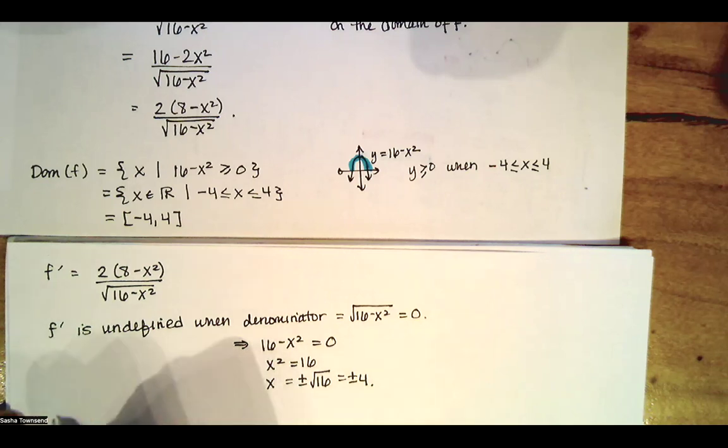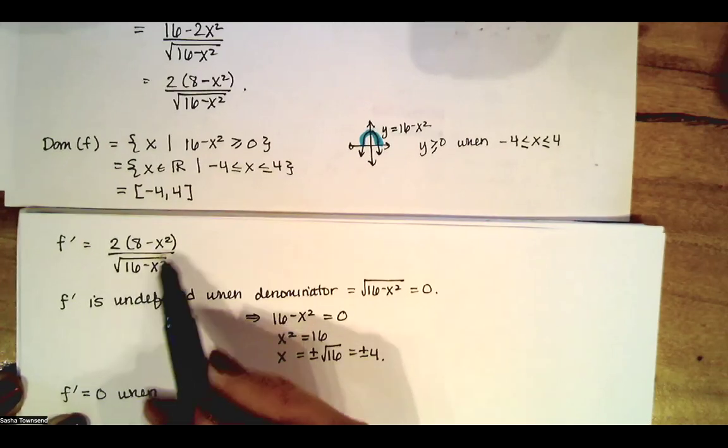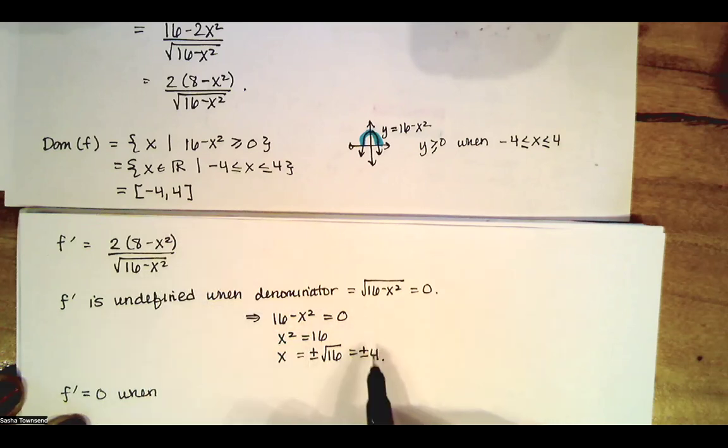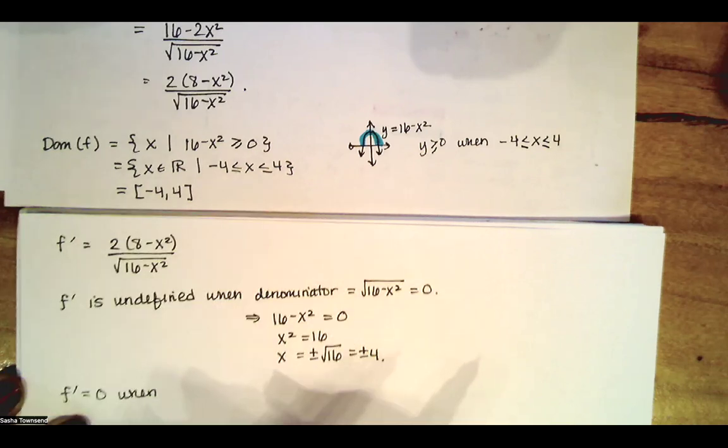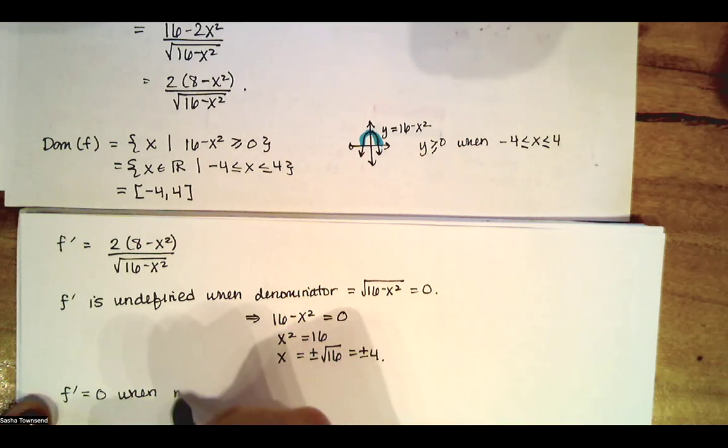Now f prime is equal to 0 when the numerator is 0 and the denominator is not 0. The numerator is not equal to 0 at x equals plus or minus 4, so we don't have to worry about the case where we have a 0 over 0 expression. So we'll have f prime is equal to 0 when the numerator is 0.